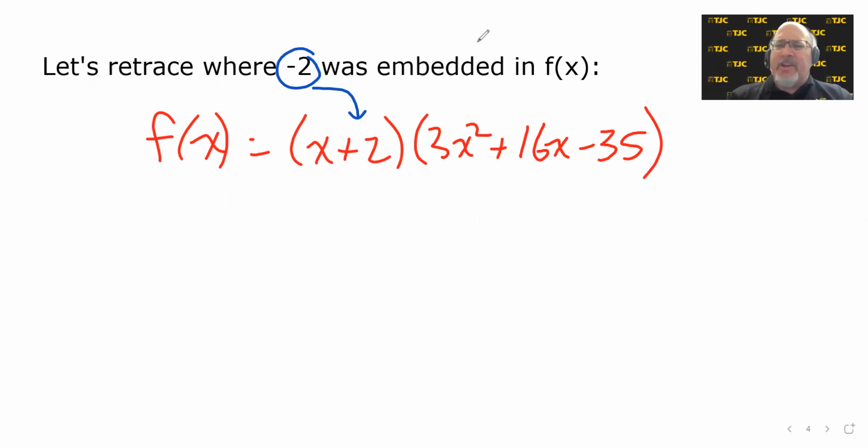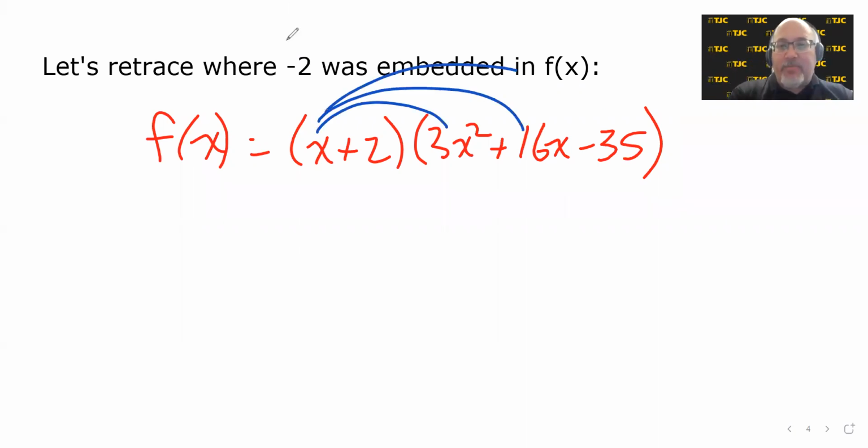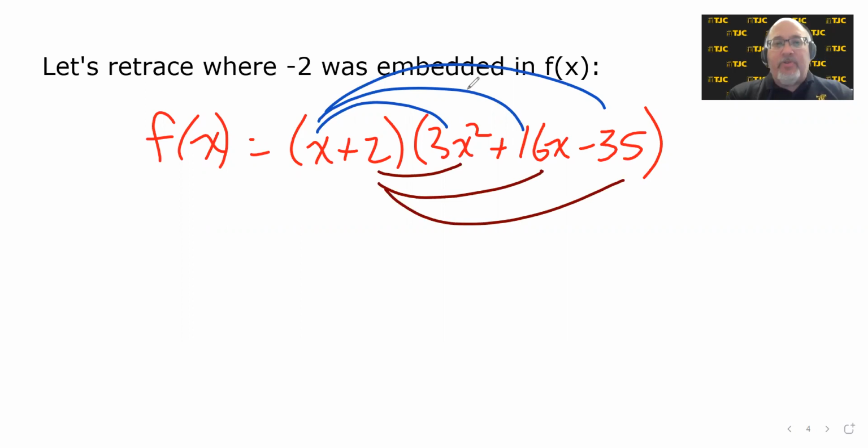But let's keep track of the -2 as we re-multiply this. Re-multiplying is not nearly as bad as it seems, because all we have to do is a couple of distributions. Number one, we have to distribute the x across the second parentheses. And number two, we have to distribute the 2 across the second parentheses. Now, if we do that, here's what we'll get.